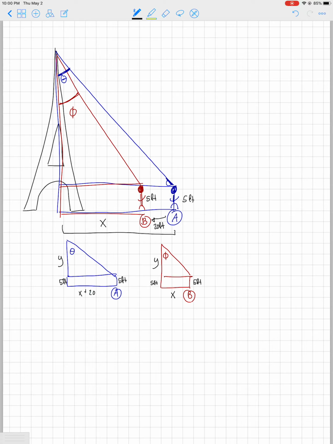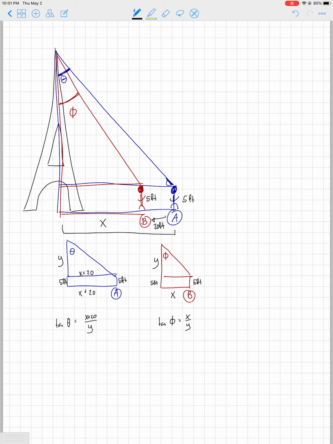So this is where we're going to get into some system of equations and do a little bit more work, and thus again extra credit if you choose to do an object like this. So let's set this up. For our blue triangle, we still use tangent because we still have our opposite and adjacent for angle theta. So tangent theta equals opposite, x plus 20, over y. And then for the red triangle, that's tangent of angle phi equals x over y.